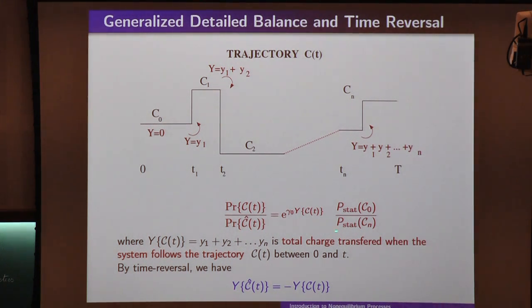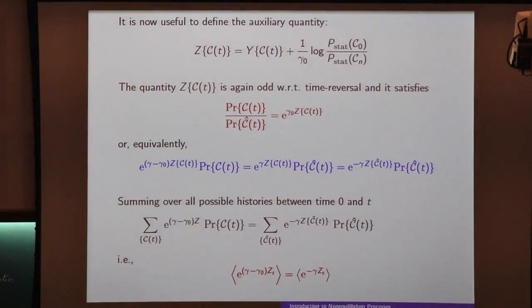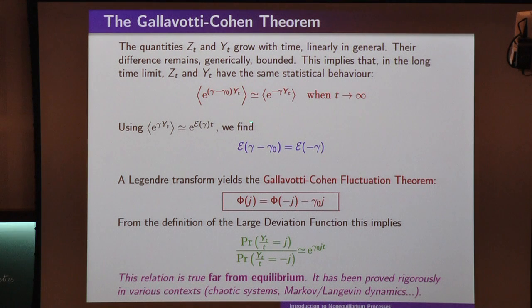And now using this nice identity, you can easily prove that the exponential generating function of y satisfies this nice relation, which in fact tells you that the Laplace transform of the probability of y has a symmetry around gamma 0 over 2. Because this is nothing but the Laplace transform of the probability distribution. So this Laplace transform evaluated at gamma minus gamma 0 is equal to the Laplace transform at minus gamma. And this is one version of the Galavotti-Cohen relation.